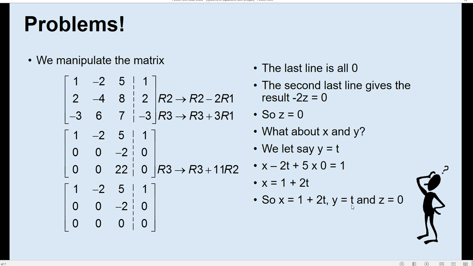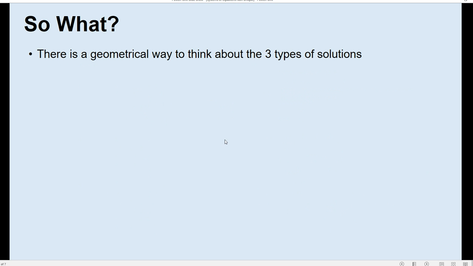So what does that mean? Well, basically, let's say t equals 0. We would have 1, 0, 0. If t is 1, we've got 3, 1, 0. If t is minus 10, we've got what? That's minus 19, minus 10, 0. So depending on what t is, it will fix what x and y are, but as long as they're in that relationship, then they are possible solutions to this system. In other words, we have got an infinite number of solutions when it's the case of all zeros across the bottom.